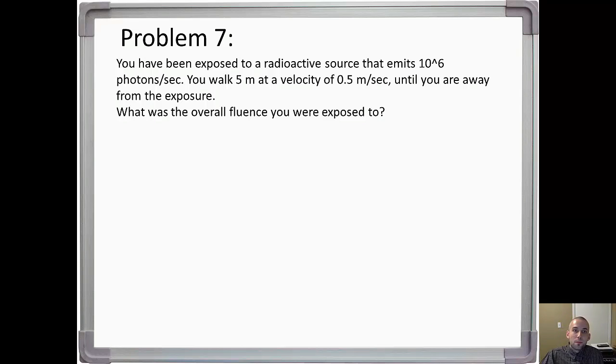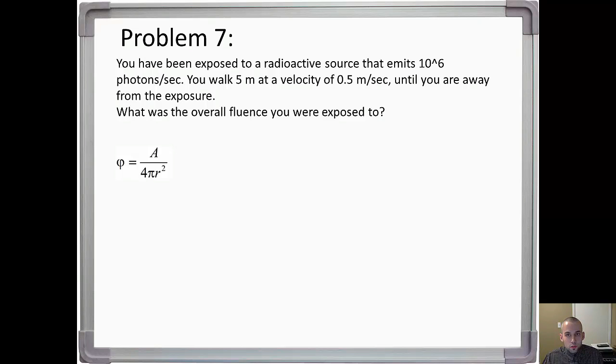So problem 7. You've been exposed to a radioactive source that emits 10 to the 6 photons per second. You walk 5 meters at a velocity of 0.5 meters per second until you're away from the exposure. What was the overall fluence you were exposed to?